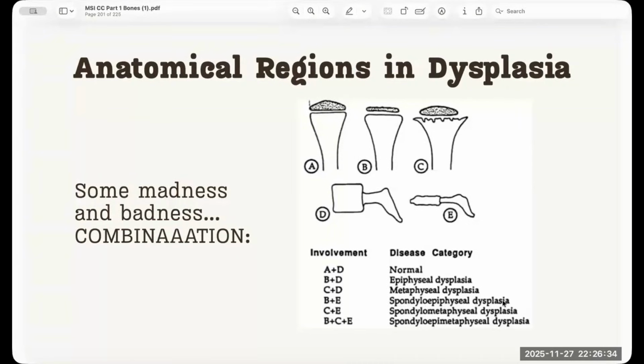However, in spondyloepiphyseal dysplasia, because we see the word spondylo, it means there's an involvement of the spinal column, which is the vertebra. So it's B and E. Okay. The spondylometaphyseal dysplasia is C and E, and the spondyloepimetaphyseal dysplasia is B, C, and E. All right.